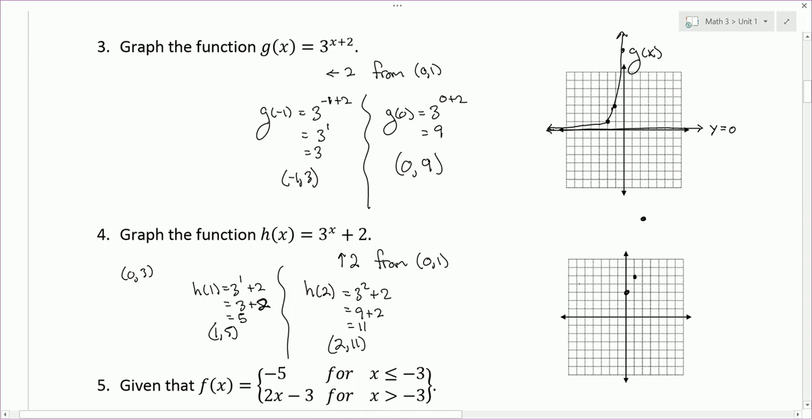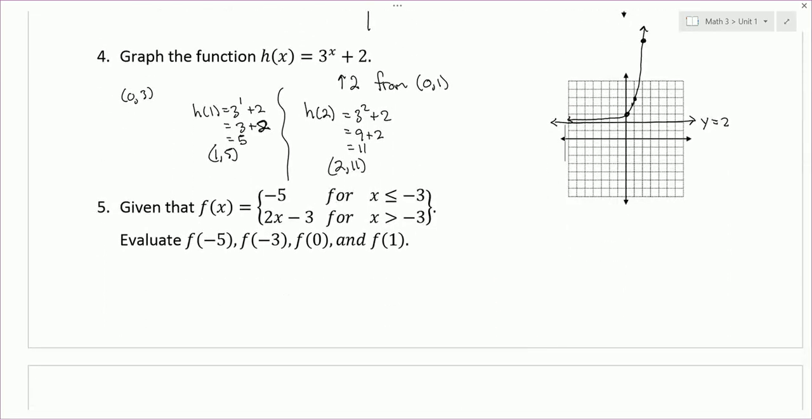horizontal asymptote. The parent graph normally has the horizontal asymptote at the x-axis, or at y equals 0, but everything has been translated up 2 units. So now our horizontal asymptote is right here at y equals 2. And so this curve goes through our 3 points, approaches the horizontal asymptote to the left, never touches it.